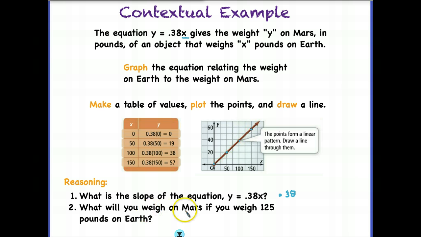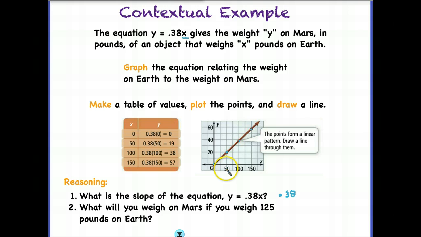What will you weigh on Mars if you weigh 125 pounds on Earth? There's multiple ways to figure that out. We can do it like the table. We can put an x value of 125, plug that in. 125 times 0.38 will give us a number.